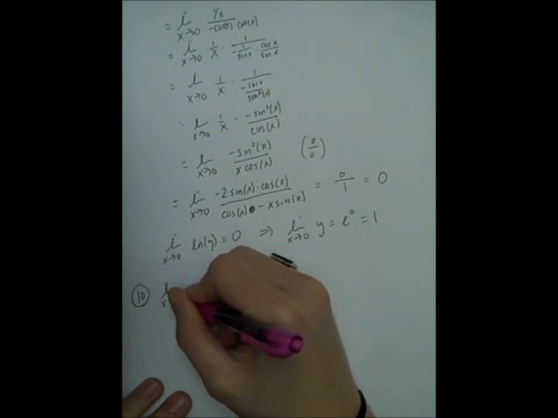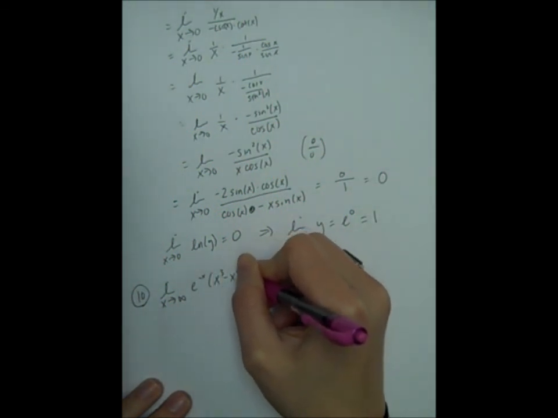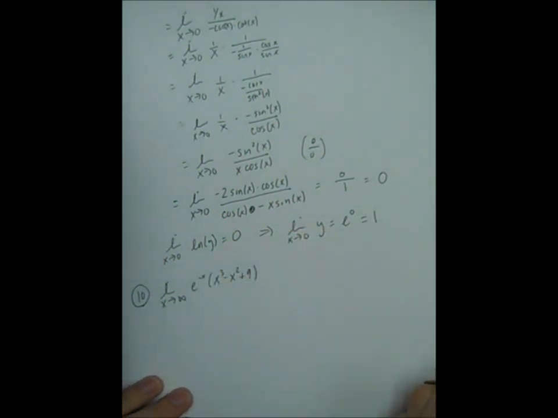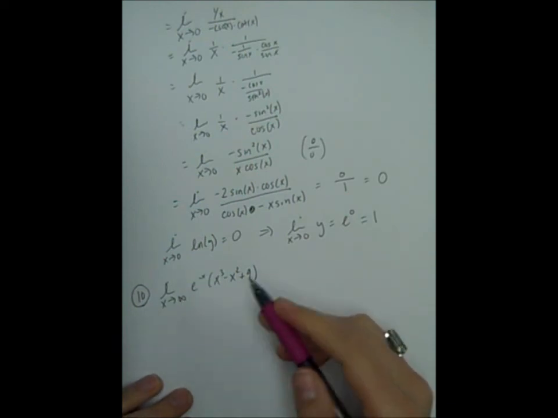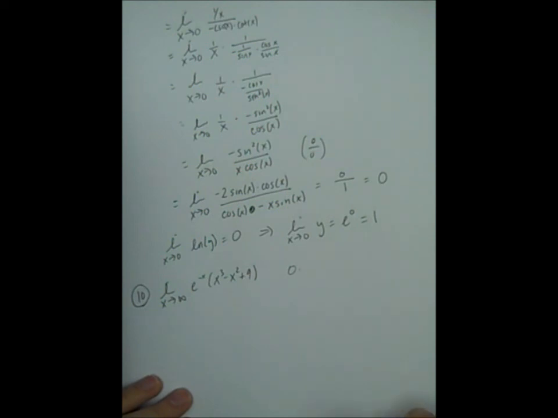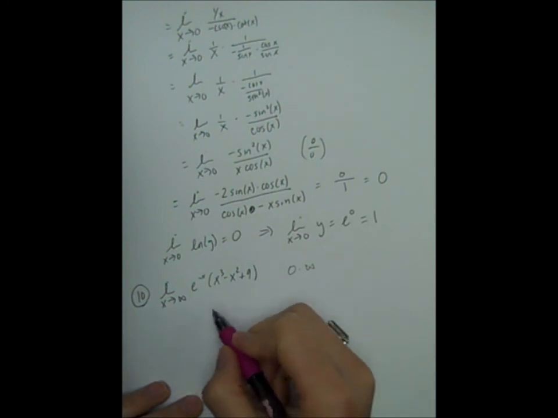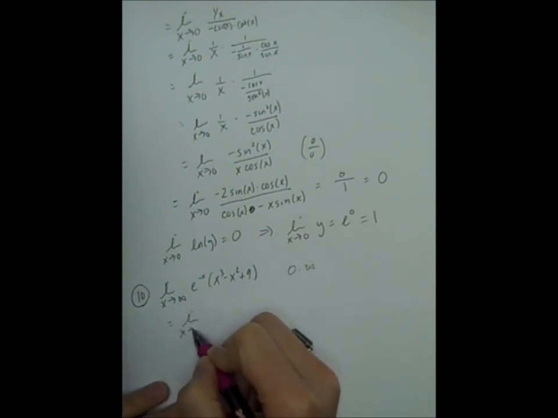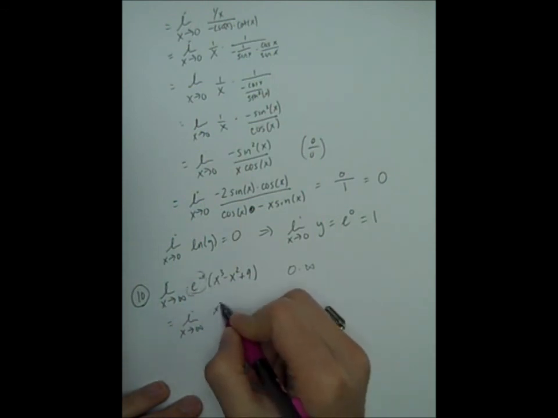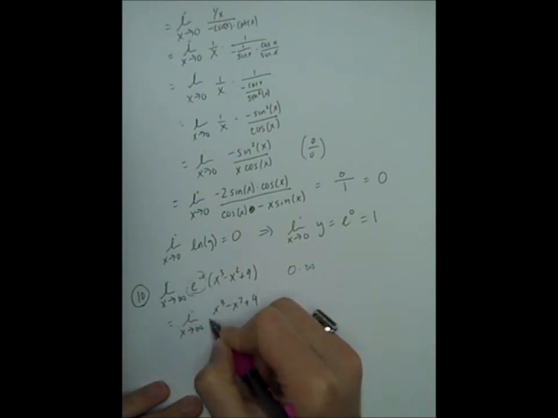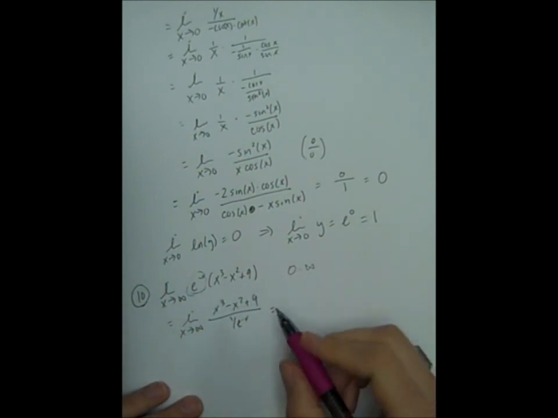So the limit as x approaches infinity, e to the minus x, x cubed minus x squared plus 9. What's the form of this limit? Well, e to the minus x as x approaches infinity is going to go towards 0. This polynomial is going to go towards infinity. So I'm going to rewrite the limit and take the one that's going towards 0, so this one, and put it in the denominator. So I did 1 over e to the minus x.